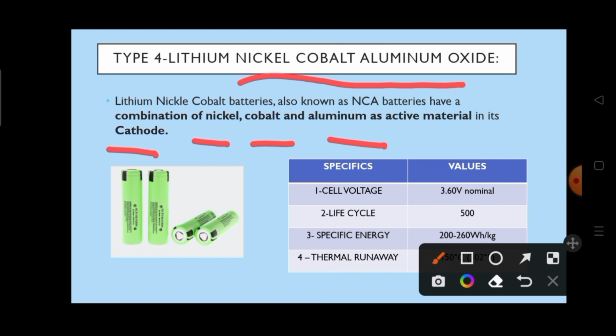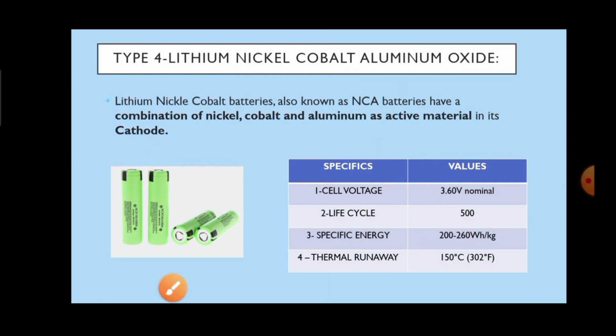It is used in cathode material for lithium ion secondary batteries and mainly used in electrical automobiles. The NCA battery generates power through chemical reactions between anode and cathode within the core of NCA batteries, and they have specifications: cell voltage is 3.60 volt nominal, and the life cycle is 500 cycles, where one cycle means one time charging and discharging. The specific energy, meaning battery capacity in weight, is 200 to 260 watt hour per kilogram, and the thermal runaway is 150 degrees Celsius, that is up to 302 degrees Fahrenheit.